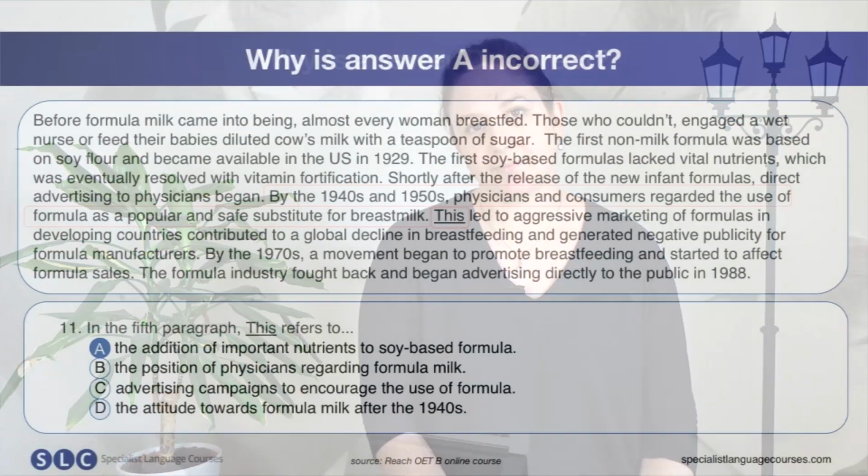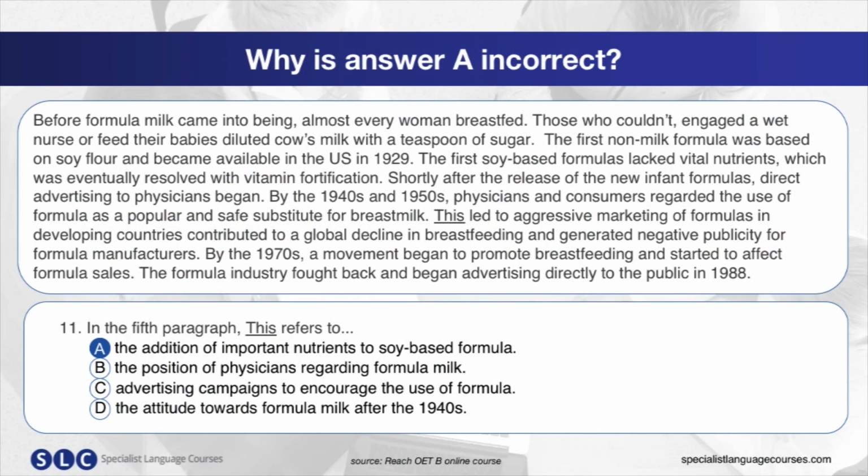Let's look at why the other options are not correct. So option A is stated earlier on in the text that earlier formulas lacked vital nutrients and that this was resolved later as nutrients were added. However, there is no link to the word "this" and that this addition of nutrients was the cause of the aggressive marketing of formula in developing countries. So option A is not the right answer.